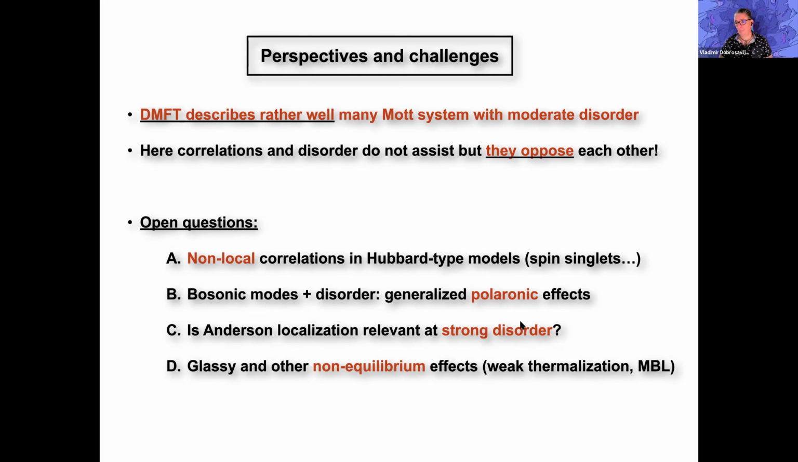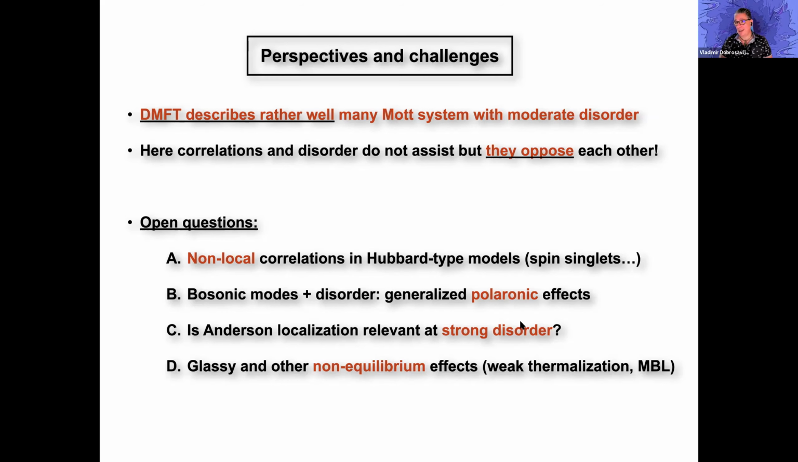Yeah, I know people have talked a lot about VO2, like the competition between Peierls physics and interaction, but people don't talk much about the effect of disorder on that picture. Yeah, that's true. The disorder has not been so much discussed.